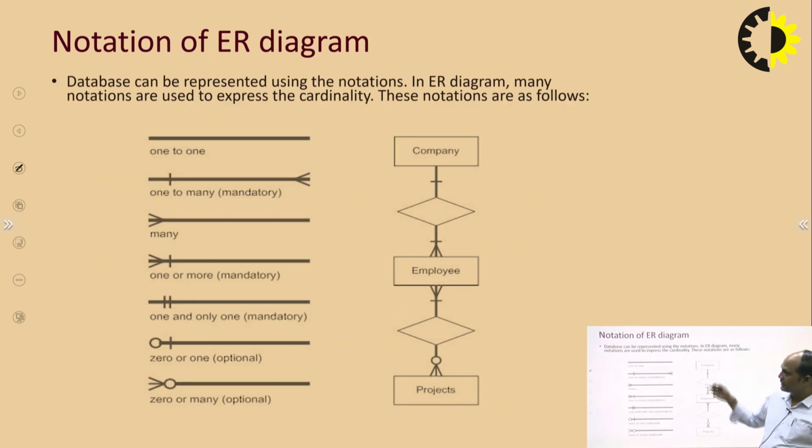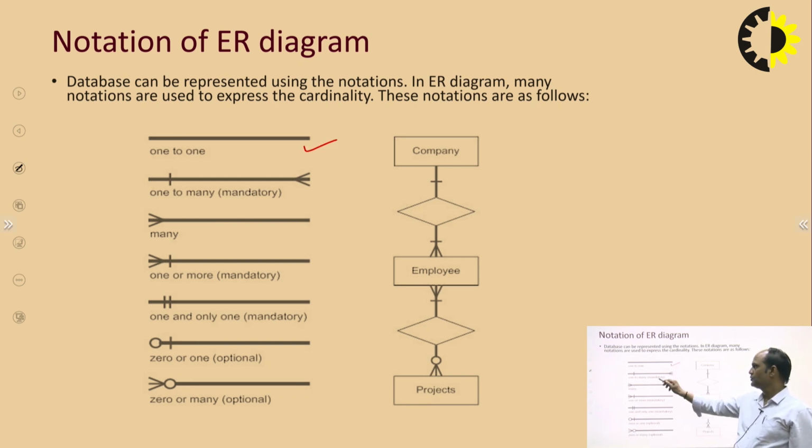If we summarize the notations of the ER diagram, suppose we have this type of particular scenario, a database can use these particular notations for the purpose of the ER diagram. Suppose one-to-one relationship, you can apply this type of line.